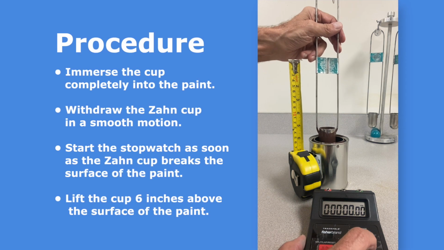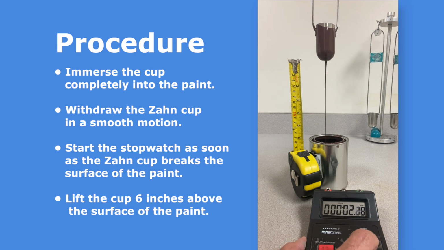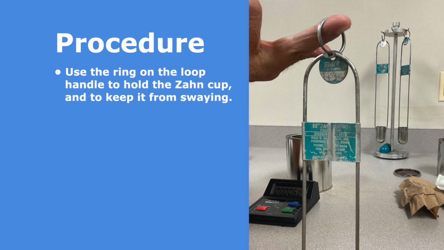Procedure. The Zahn Cup is completely immersed in the paint, withdrawn from the paint, and the time for the material to flow through a hole in the base of the cup is measured. The cup is lifted vertically out of the material in a quick, steady motion. As the top edge of the cup breaks the surface of the paint sample, start the timer. The cup should be held by the loop handle during the measurement process.